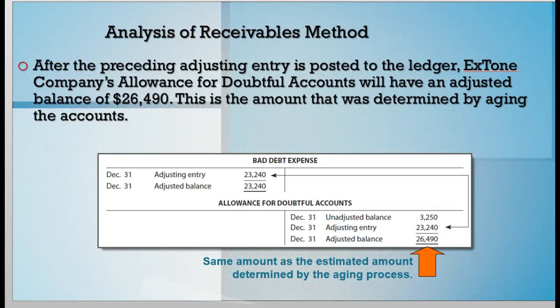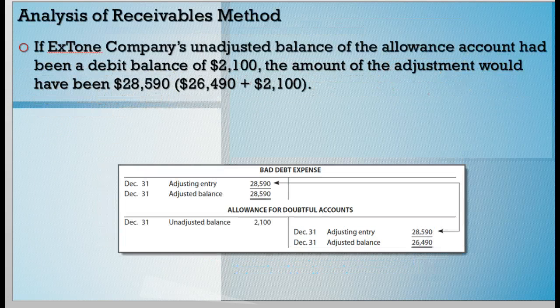So the difference in the two: the aging takes a little more calculation, and it's probably more accurate because you're looking at groups instead of a set amount. So you can see if that was a debit balance here, it would be just the opposite. That would mean we didn't take enough out of the aging last year, so now we're going to increase it.